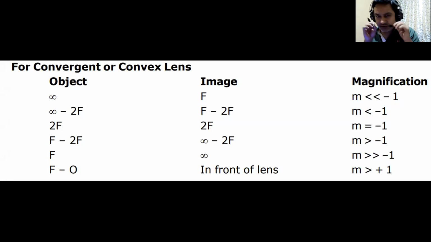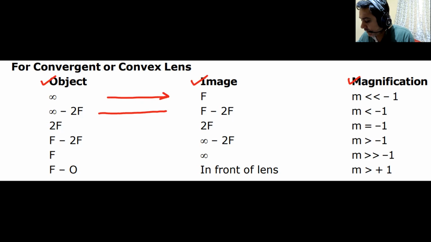And now I take you to this small table that is also given in your sheet. For all the corresponding positions of the object, we have the corresponding position of the image. Can you see this? We also have what type of magnification there is. We have already seen that. For object at infinity, image is formed at the focus. Between infinity and 2F, image is between F and 2F. At 2F, image is at 2F.